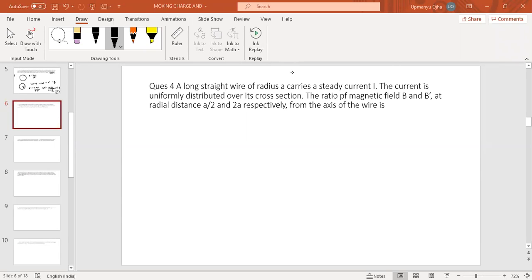A long straight wire of radius A carries a steady current I. The current is uniformly distributed over its cross section. The ratio of the magnetic field B and B dash at radial distances of A by 2 and 2 A from the axis of the wire. Somebody gave me the answer, that is 1:1. Can anyone else also get me the same answer?